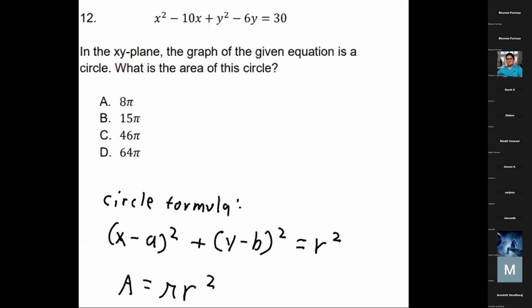Okay, so for question 12, we're given an equation and we're asked to find the area of the circle. So the first thing we have to do is convert this equation they gave into the equation of a general circle, because what they gave is not actually the equation of a circle, because they're missing this. It would have to be in parentheses and it would have to be squared.